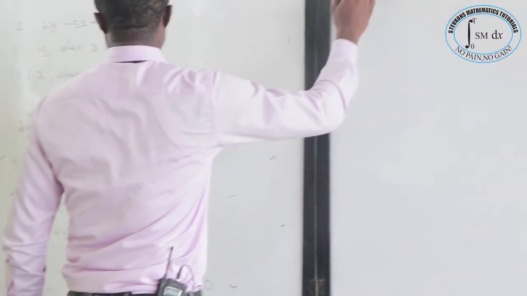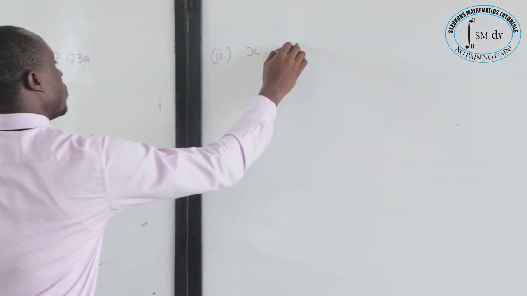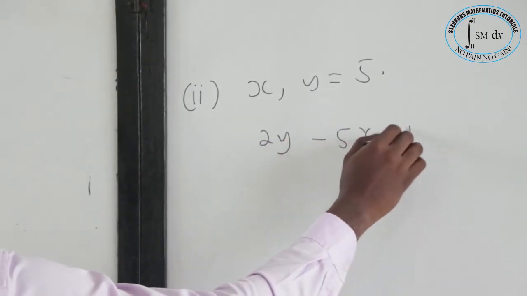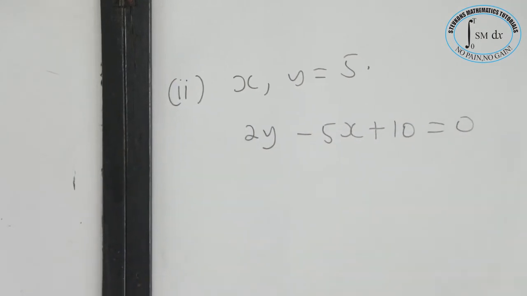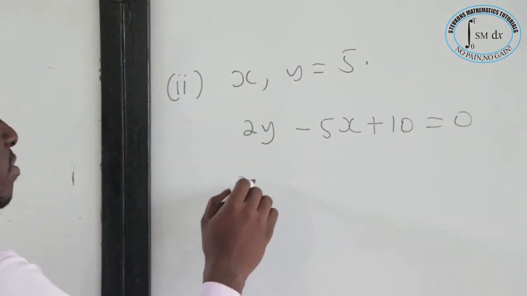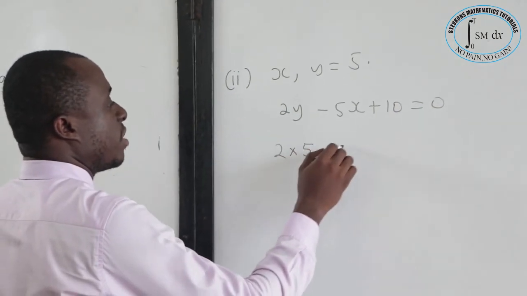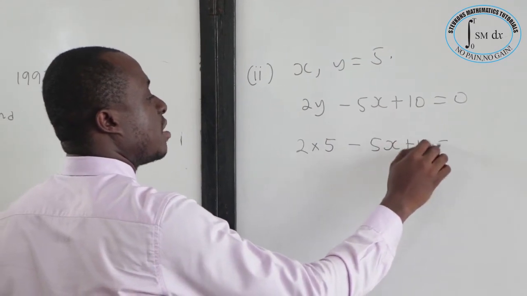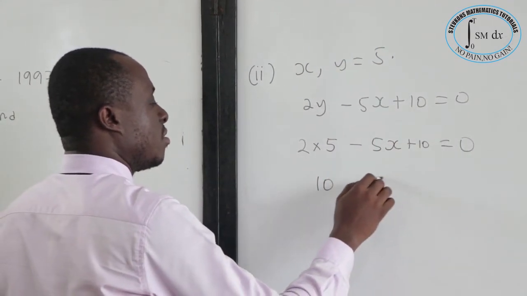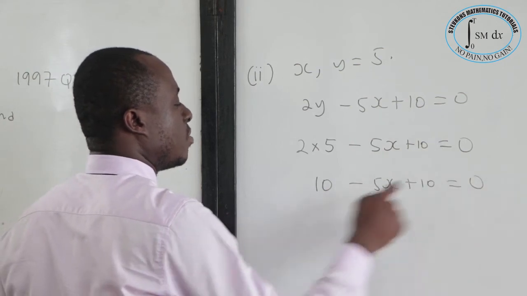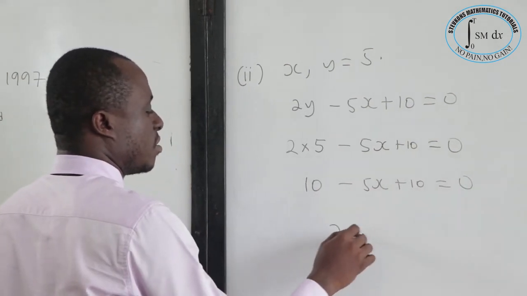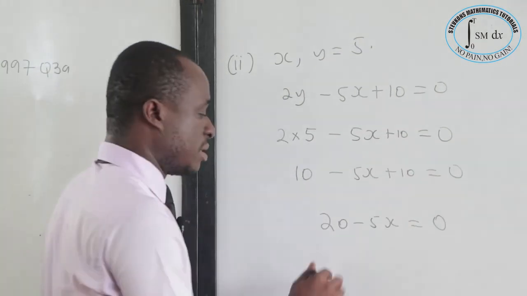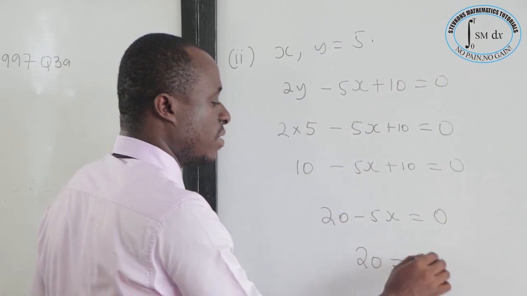Now let's see the second one. The second one is saying that we should find x when y is 5. Now you have 2y minus 5x plus 10 equal to 0. Now my y is 5. So let's see, 2 times 5 minus 5x plus 10 equals 0. Now this will give us 10 minus 5x plus 10 equals 0. 10 plus 10, that is 20 minus 5x equal to 0. Now I'll take the 5x to the right hand side. So 20 equal to 5x.